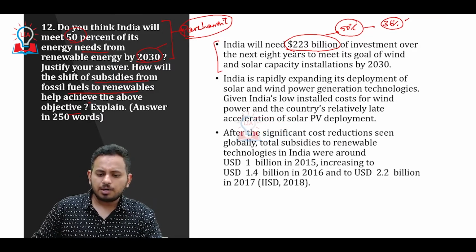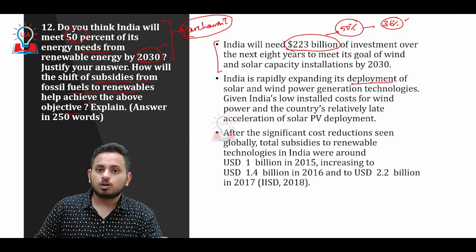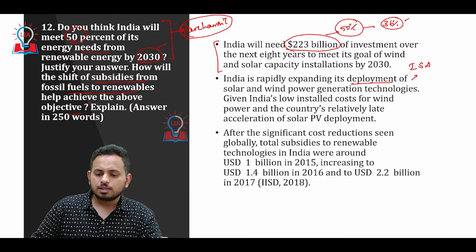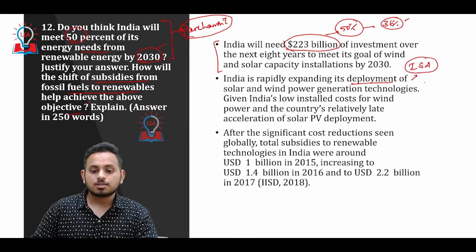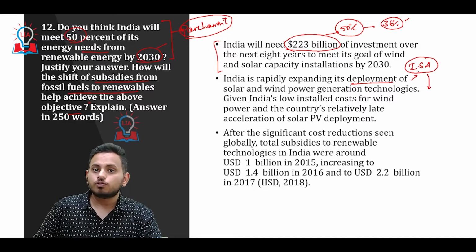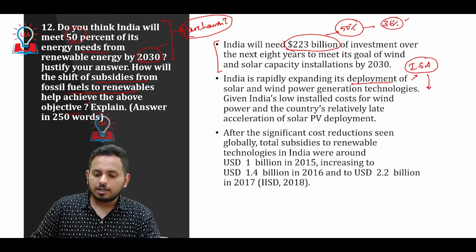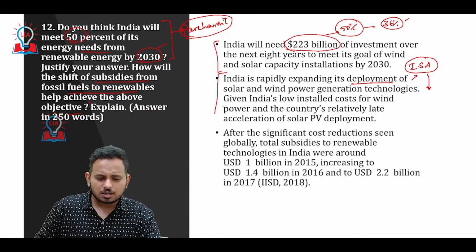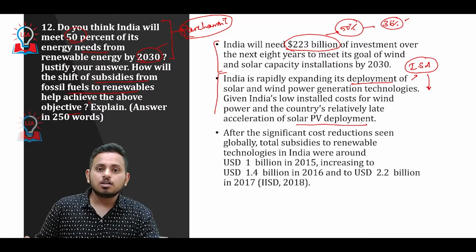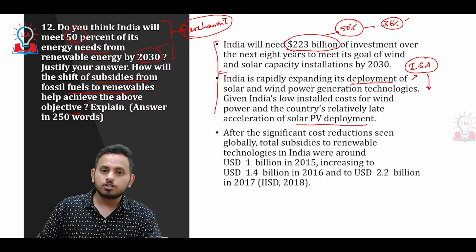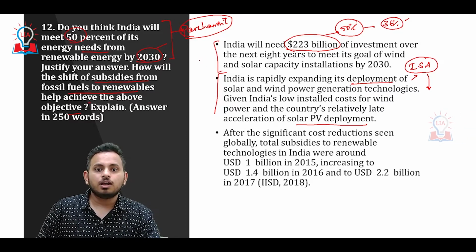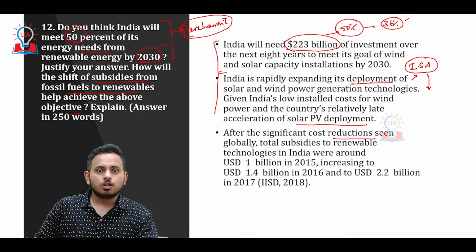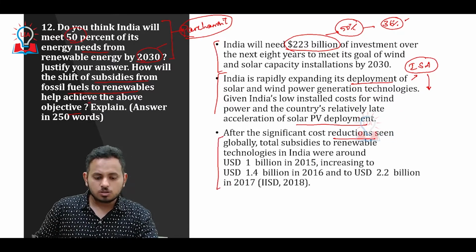India is rapidly expanding its deployment of the solar and the wind power generation, and India is also a part of International Solar Alliance. India was the founding member of the International Solar Alliance. At the same time, India is also pushing for the rooftop solar installations, and India is also pushing for the solar powered water pumps in the agriculture. So because of all these solar PV deployment, you can see here, so these are some of the measures that India is carrying out in order to make sure that the 50% of the energy that is produced, okay, is from renewable.